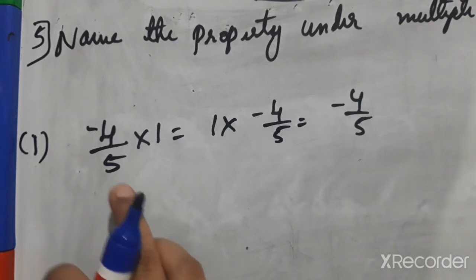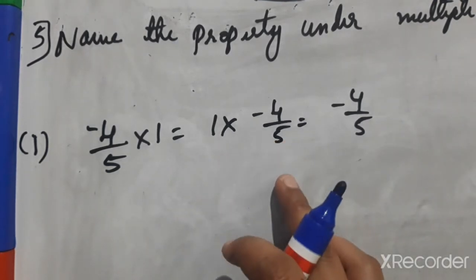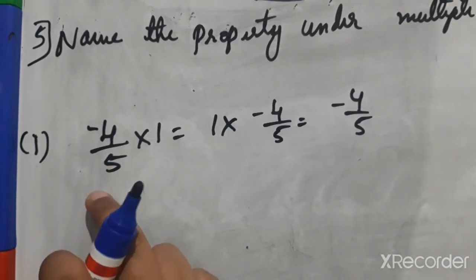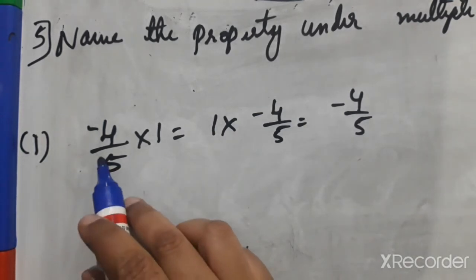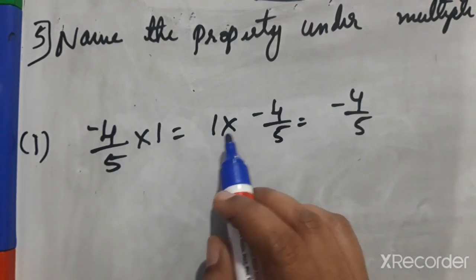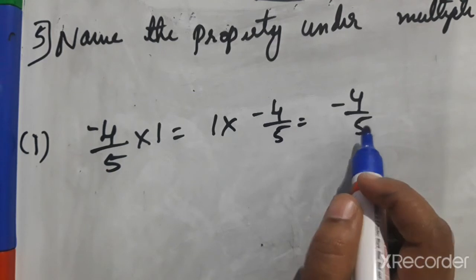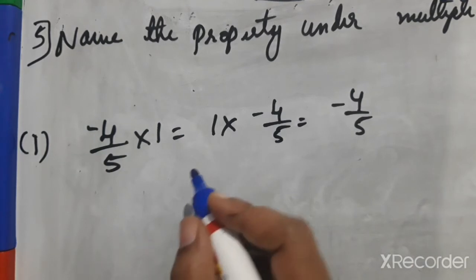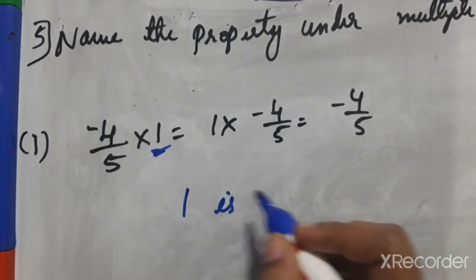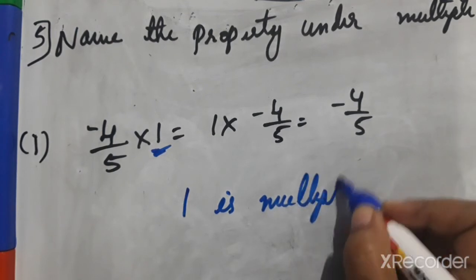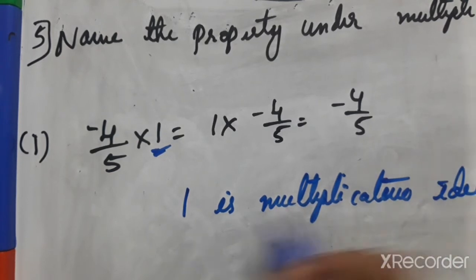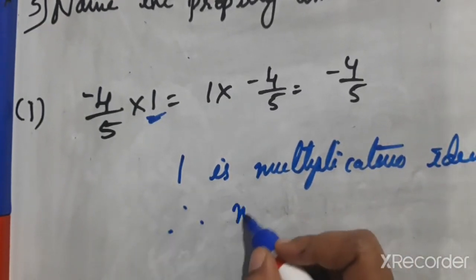Now next question is, name the property under multiplication used in each of the following. So first question, minus 4 by 5 into 1 equal 1 into minus 4 by 5 equal minus 4 by 5. Now we have to write which property is used here. Minus 4 by 5 is multiplied with 1. So any rational number multiplied with 1 is equal to 1 into the rational number, the rational number itself. So this is multiplicative identity. 1 is given. So 1 is a multiplicative identity. Therefore, we can say this is multiplicative identity.